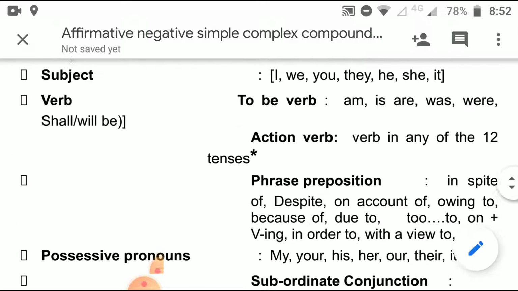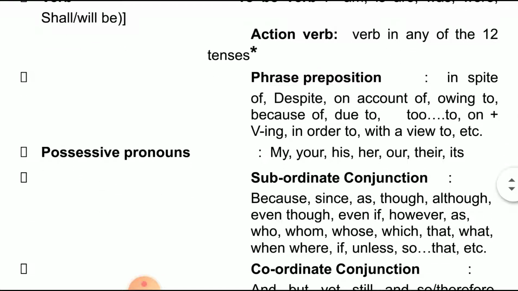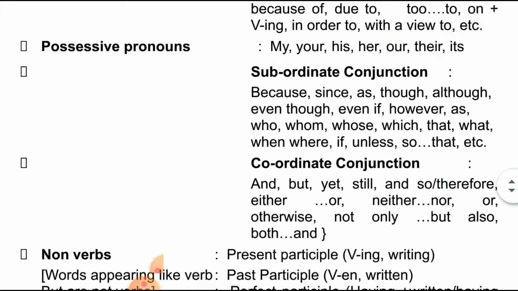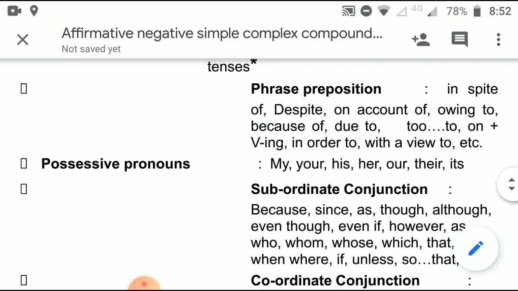Now these non-verbs given in a simple sentence have to be converted to an action verb or a to be verb to make it a compound sentence or a complex sentence. Now let us check what is used in a simple sentence. In a simple sentence we use in spite of, despite, on account of, owing to, because of, due to, too to, on plus ing, in order to, with a view to, and so on. These are phrase prepositions and the like, used in a simple sentence.